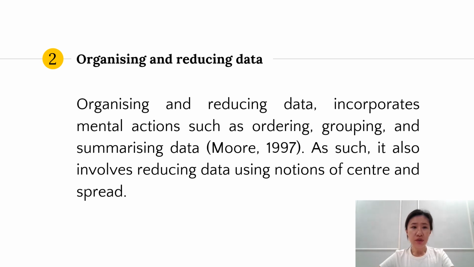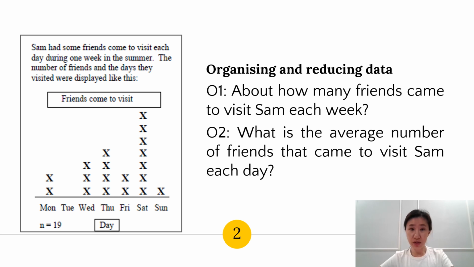Usually, for the second step, some operations are involved because you are required to analyze data at a deeper level. Let's look at the same example of Sam and his friends. In this example, you will see 2 questions that require you to organize and reduce the data. We call this O1 and O2. O stands for organizing. O1 states: how many friends came to visit Sam each week?